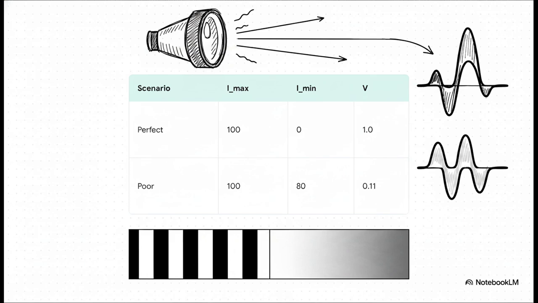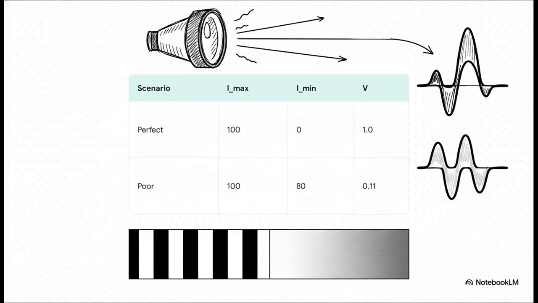So the crucial point is how this plays out in a real measurement. Let's look at a concrete example of the formula in action. In a scenario with perfect contrast, let's say your bright band has a maximum intensity of 100 and your dark band completely cancels out, leaving a minimum intensity of 0. If we plug that in, 100 minus 0 is 100, divided by 100 plus 0, which is also 100. That gives us 1.0, or 100% visibility. You get incredibly sharp, crisp bands.